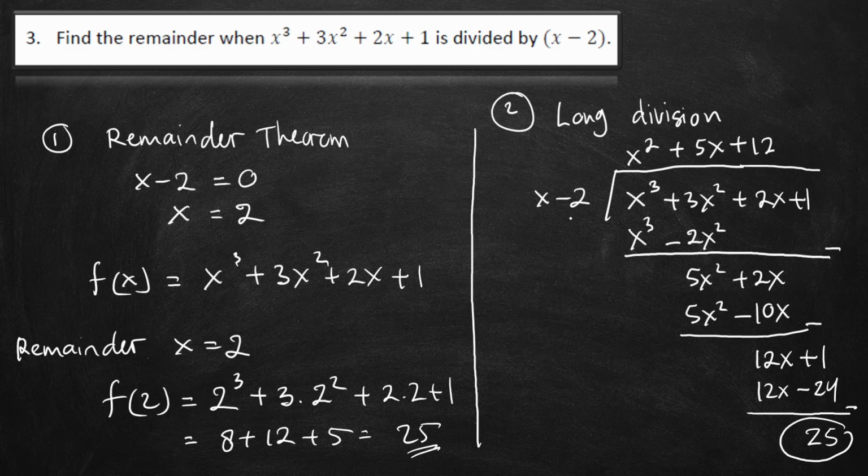If you're using long division, same thing. If you're using the remainder theorem, we will get 25. So the question is why use the remainder theorem rather than long division. In this case, we can use long division for sure because the problem is still basic. But if we face a more complicated one, the remainder theorem is actually more useful than long division.